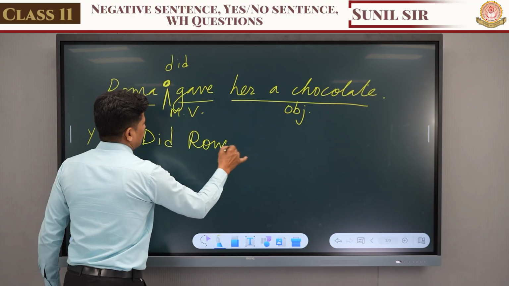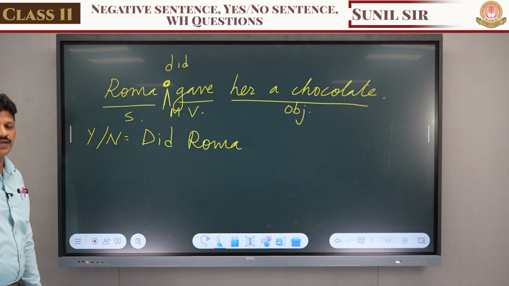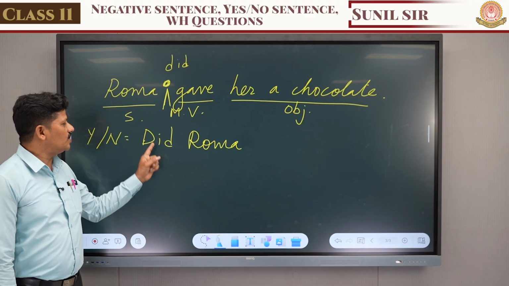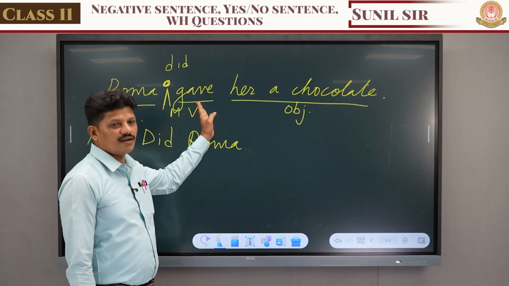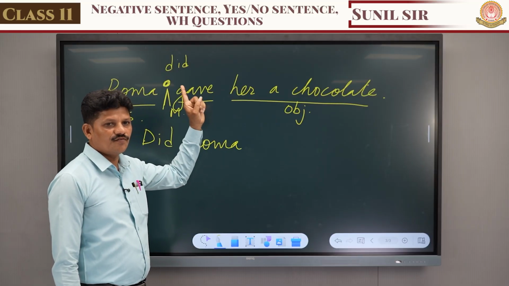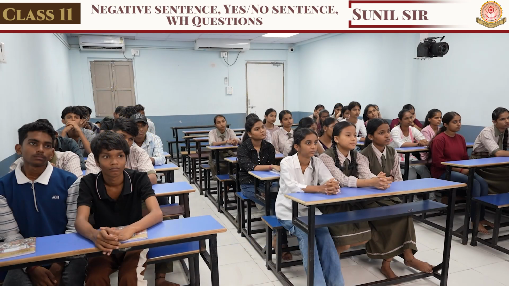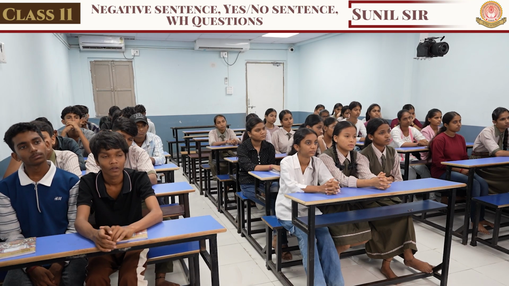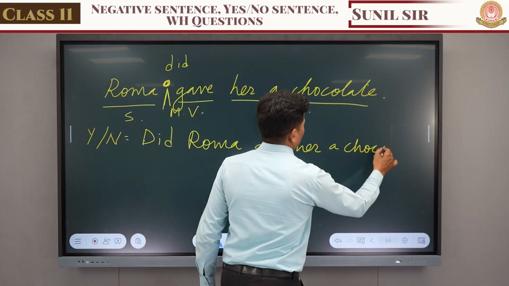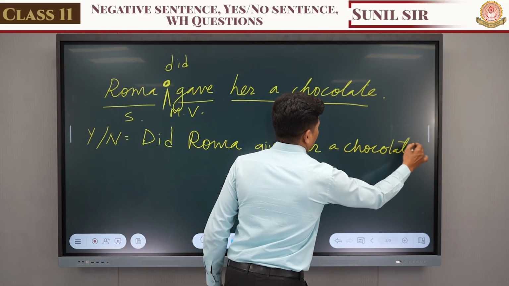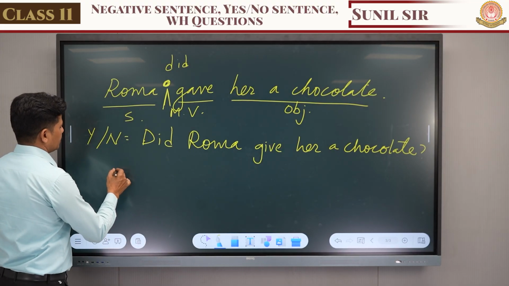Roma. One more thing that is very important in simple past tense. When we use did, we have to remember the second form of the verb becomes the first form. So that is, did Roma give her a chocolate? Question mark.